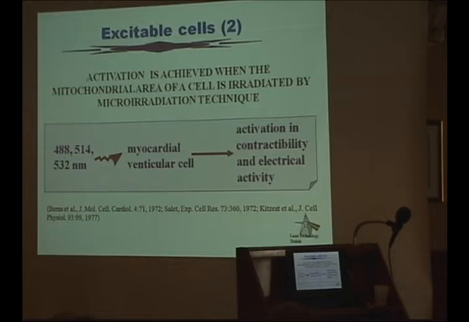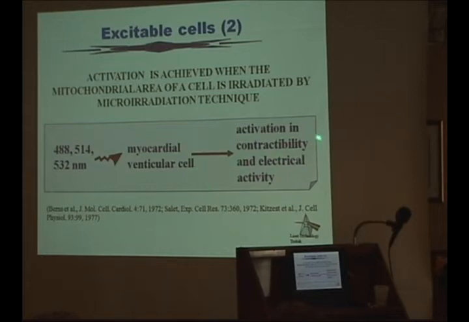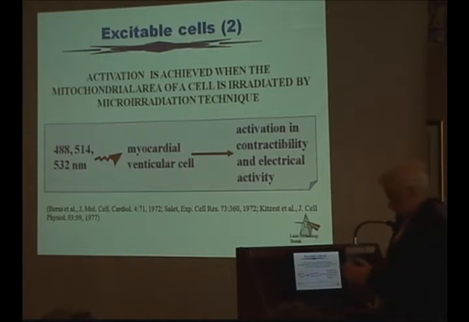There was a new wave of experiments when microirradiation technique was developed. There are some classical works of Michael Berns from California, for example, and Christian Saleh from Paris. And they studied this because at that time lasers were new devices, and all biologists wanted to try and find out what happens. In the case of those ventricular cells, they got activation in contractility and electrical activity of those cells, but again they didn't know the mechanism.